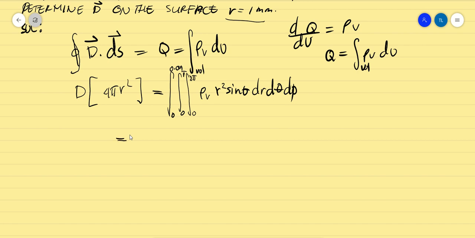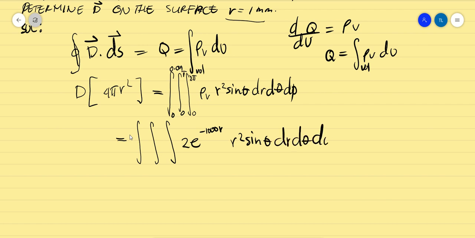First, we can integrate the angles before we integrate the radius. Or I substitute the value for rho v first before we integrate. Rho v is 2 e raised to negative 1000 r. So that's rho v times r squared sine theta dr d theta d phi.